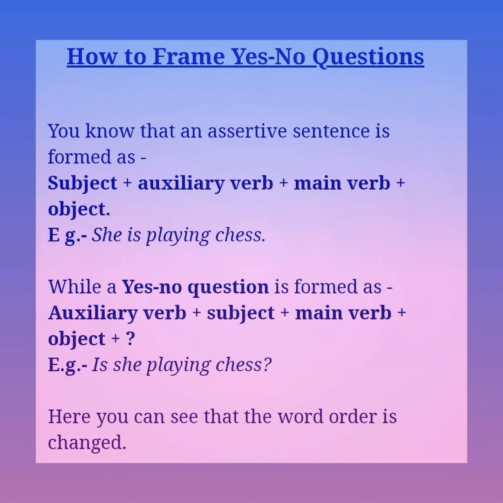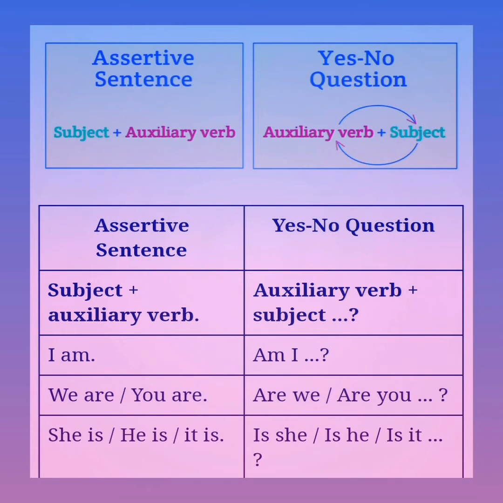How to frame yes or no questions. You know that an assertive sentence is formed as subject plus auxiliary verb plus main verb plus object. That is, she is playing chess. While a yes or no question is formed as auxiliary verb plus subject plus main verb plus object plus question mark. Is she playing chess? Here you can see that the word order is changed. For an assertive sentence, subject plus auxiliary verb. For a yes or no question, inversion, that is auxiliary verb plus subject.